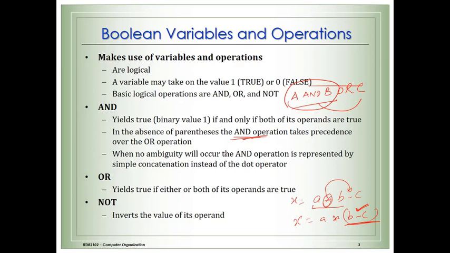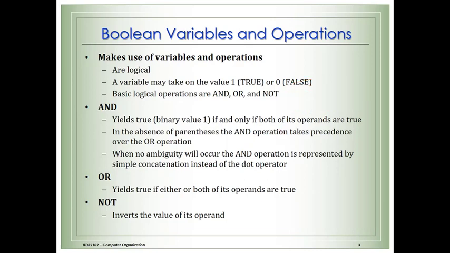When no ambiguity occurs, the AND operation is represented by a simple concatenation instead of the dot operator. How do we represent AND operation? Generally, if there are two variables a and b, then AND can be represented as A and B with a dot symbol. But it can also be represented simply as AB without using any additional symbol. So this is our AND operation.